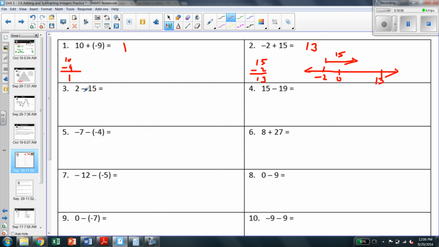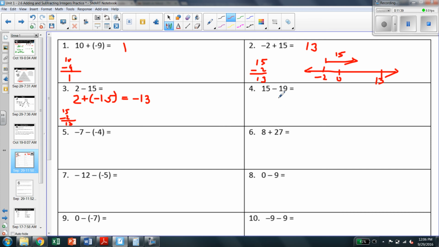How about number 3? Oh, subtraction problem. Don't like those. Let's rewrite it. Now, remember, subtracting a positive is the same thing as adding a negative. And then this problem becomes a little bit easier. Are the signs the same? No, they are not. So I come down here, subtract the 2. And ask yourself, are there more positives or negatives? In this case, there are more negatives. So my answer needs to be a negative.